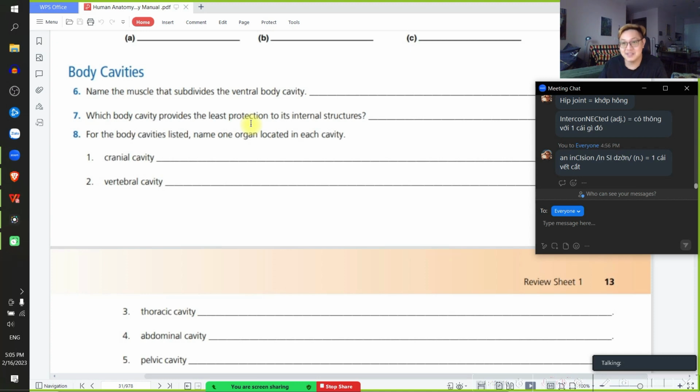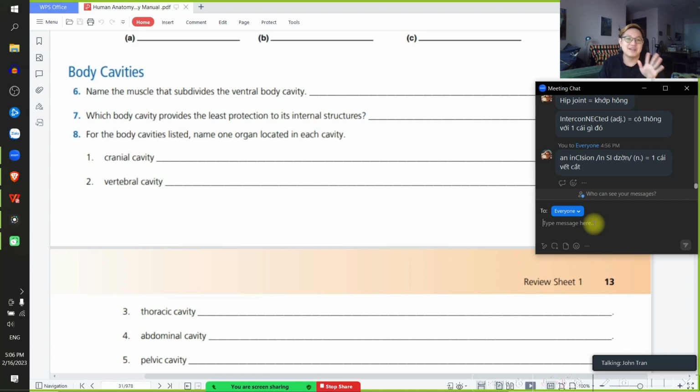Cơ hoành. What is the English name of that? Abdominal cavity. Nó là cái cavity là cái khoang. Mình đang nói về muscle nè. Diaphragm. Okay. It's good that you make mistake now in class instead of in the exam. You know? Okay. Number 7.